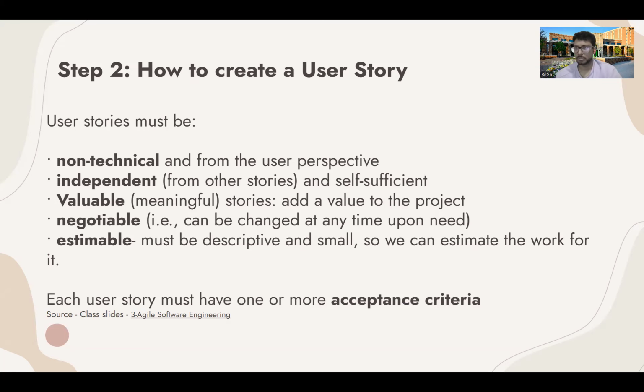They should be negotiable. It's not like a hard and fast contract which you have to do and cannot change. Certain parts of the user story must be negotiable at least. Let's say I need 10 buttons in the user story. You say, I think 9 buttons will suffice the use case which we have. Can we do 9 buttons? Yes, that's kind of negotiable. Then estimable. It must be descriptive and small, so you can estimate the work for it.